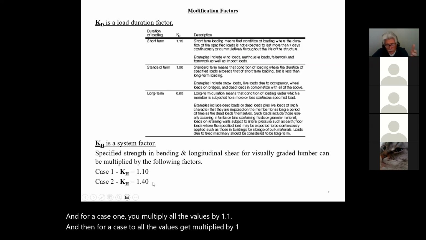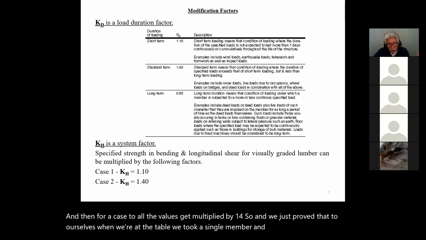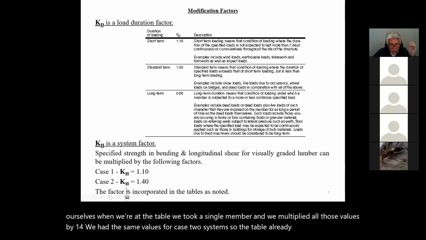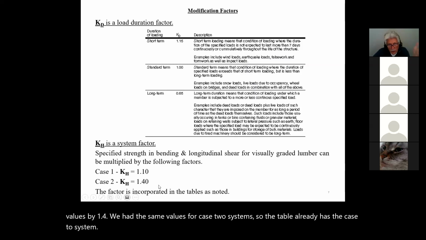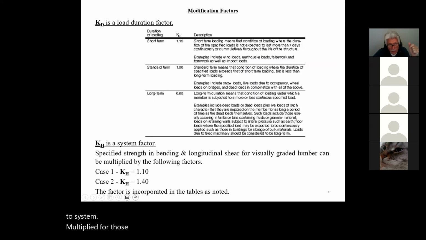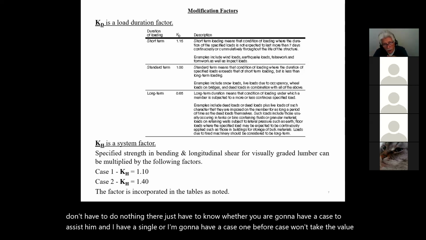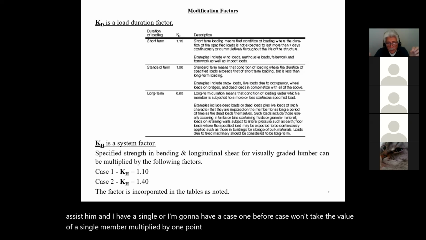And we just proved it to ourselves. When we were at the table, we took a single member and we multiplied all those values by 1.4. We had the same values for a case two system. So the table already has the case two system multiplied into those MR values, as noted. So you don't have to do anything there. You just have to know whether you are going to have a case two system, or a single member, or a case one. For a case one, take the value of a single member and multiply it by 1.1. And you see that footnote at the bottom of the table. So that's the system factor we've talked about.